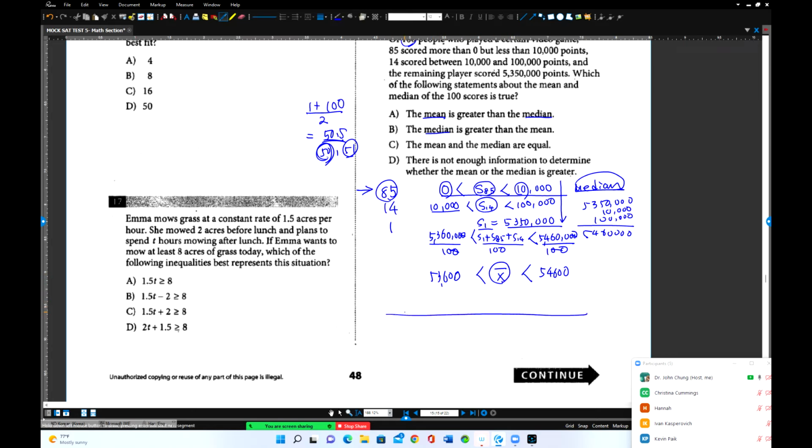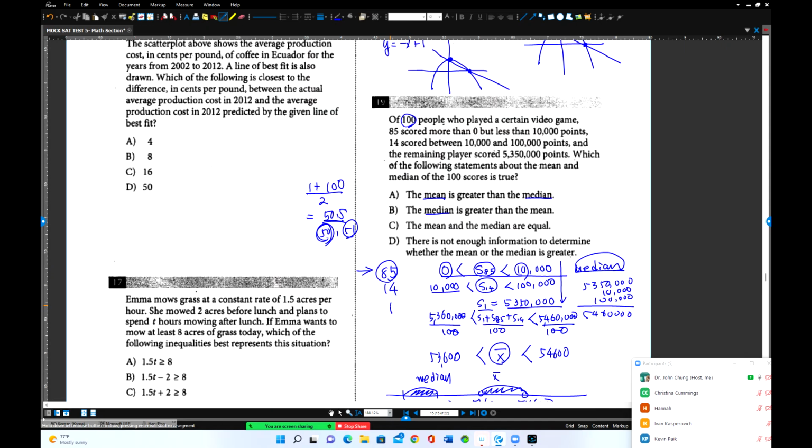The median is over there, between 0 and 10,000. The mean is what? Beyond this one, 53,600 to 54,600. Okay, the minimum. Anyway, any number is always greater than the median, right? So the mean is greater than the median. Choice A is the answer. Okay.